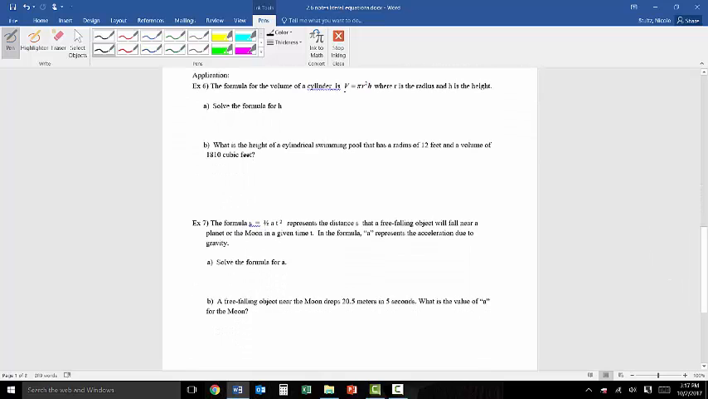So number 6 gives you the volume for a cylinder, and your job is to isolate H. So it looks like they multiplied H by pi r squared. So we're going to divide by pi r squared. So your formula for H is volume over pi r squared.